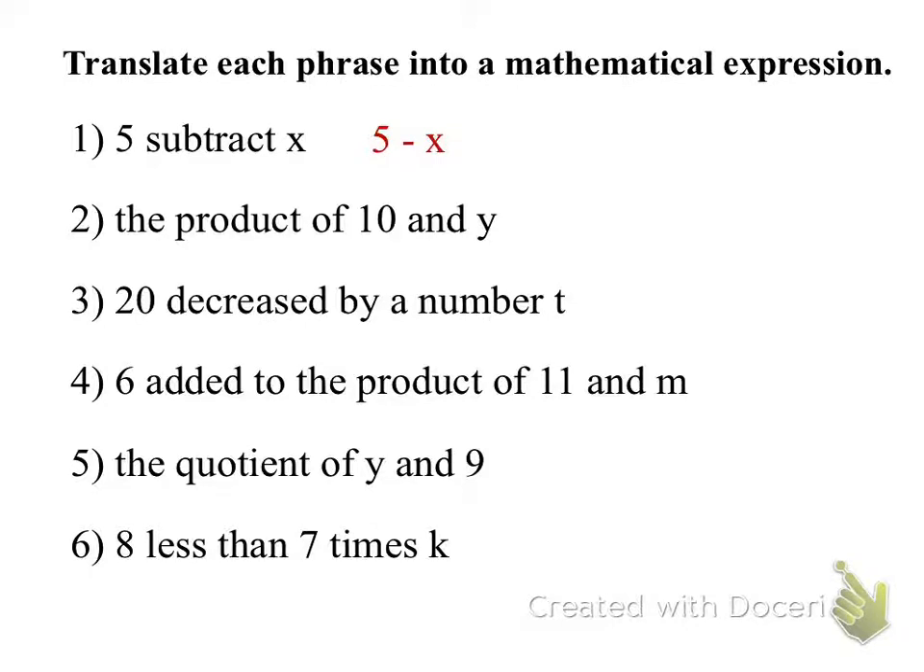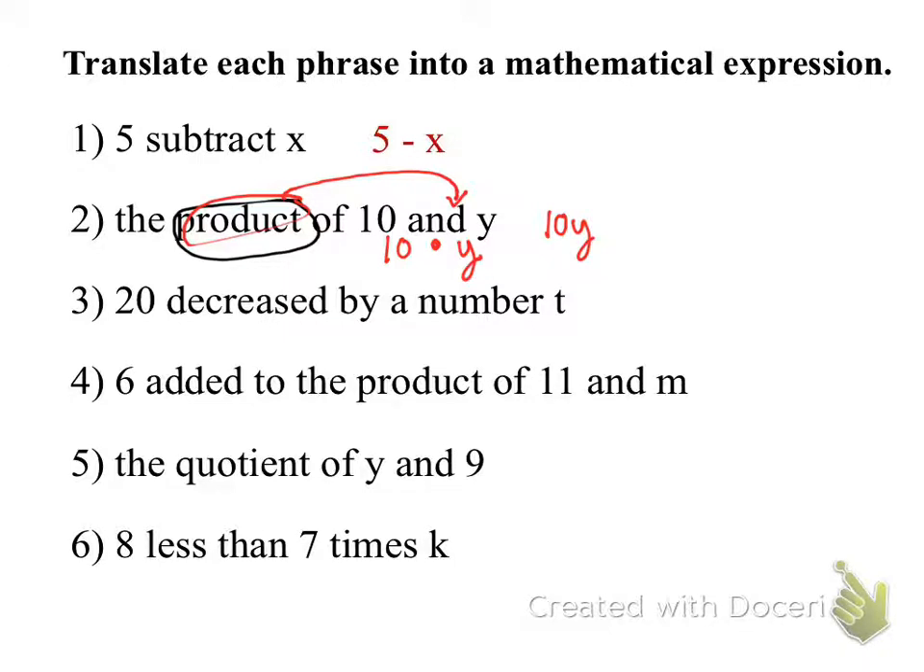10 times y. Good. I'm going to show you again. Here we've got the product. We're going to send it over to the and. It's times. There's a 10 and a y. But we really read it as 10y. That implies multiplication. Number next to variable implies multiplication.